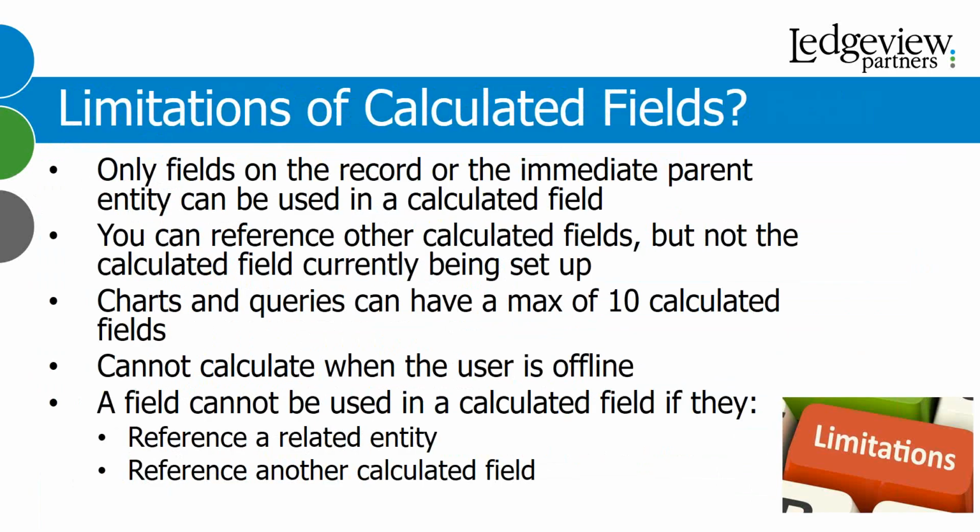Now, however, there are limitations of a calculated field. Only fields on the record or its immediate parent entity can be used in a calculated field. You can reference other calculated fields, but not the calculated field currently being set up. So you can't reference yourself, in other words. Charts and queries, you can only have a maximum of 10 calculated fields on those. Cannot calculate when the user is offline. So if you're in offline mode, calculated fields aren't going to work. A field cannot be used in a calculated field if that field references a related entity or references another calculated field. So very important to keep in mind.